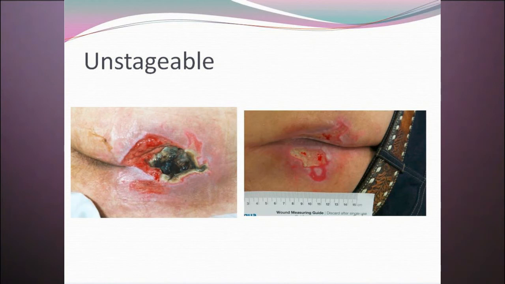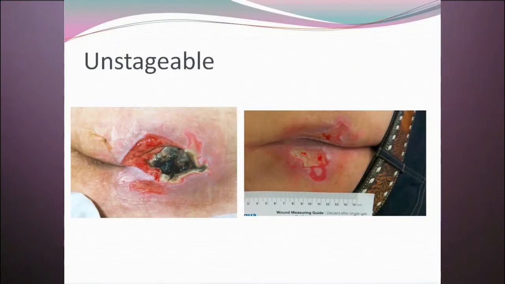On your left, just as an example, we can see this is a full thickness wound. We have exposed subcutaneous tissue and muscle, and you can sort of see in the base of the wound there's kind of this plug of eschar. So we really don't know. It's kind of hard to tell if this is a stage 3 or a stage 4 pressure injury. And so because we can't see the base of the wound clearly, then it certainly would be appropriate to call this unstageable. The one on your right is also a full thickness pressure injury.